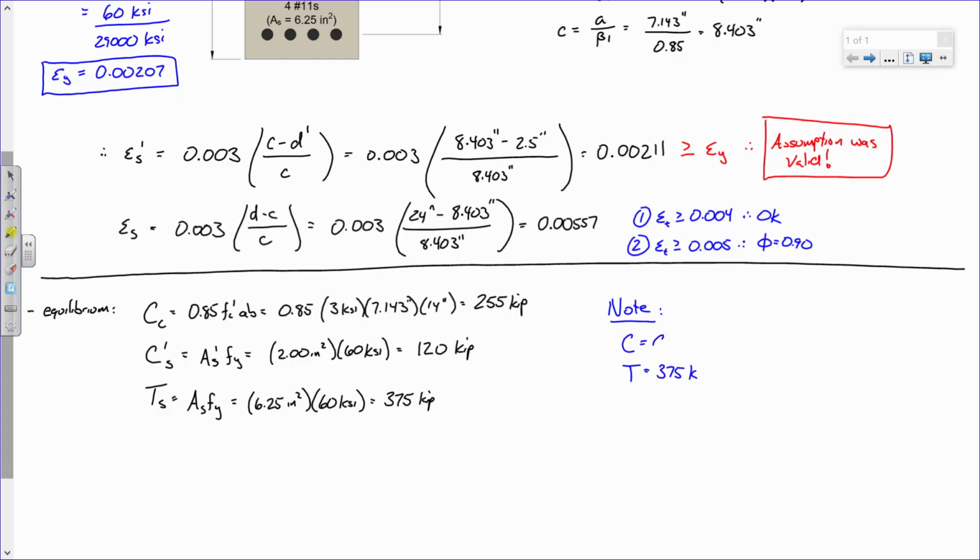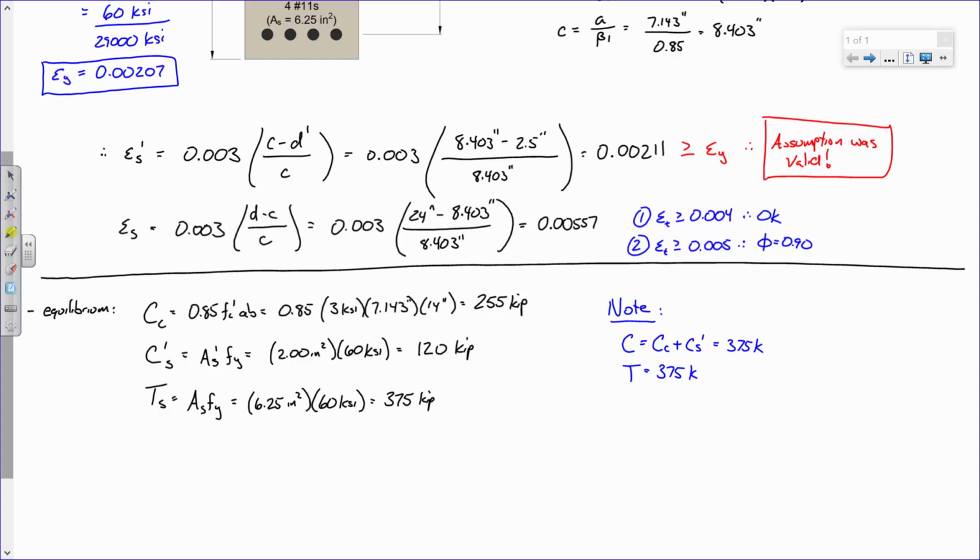The compressive force is Cc plus Cs'. What is that? 375, right? Remember, compression has to equal tension. Otherwise, the beam is getting away from you. It is running away. All right? So compression always has to equal tension.